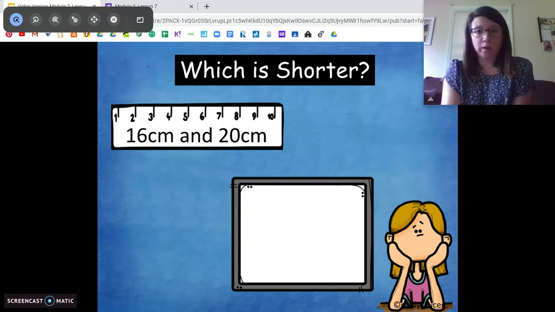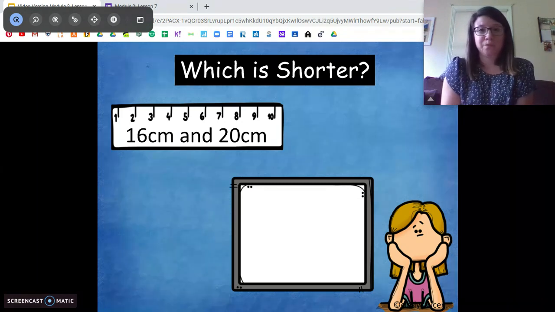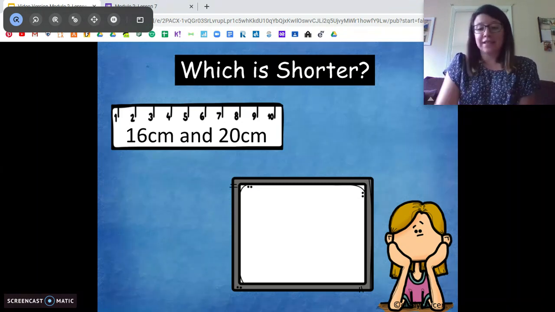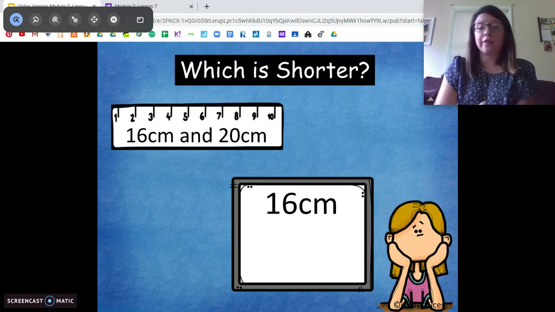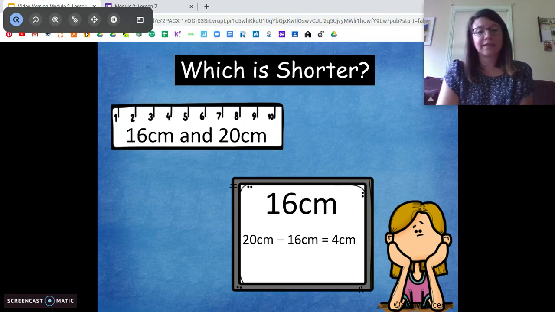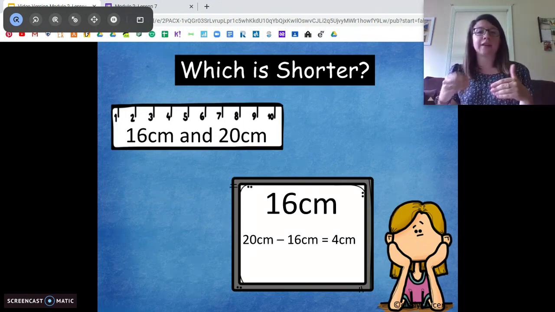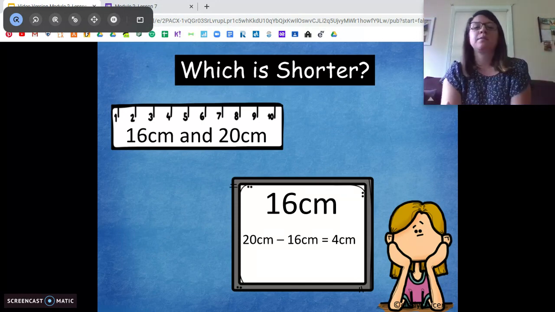Try the next one: 16 centimeters and 20 centimeters. Pause. I want which one's shorter and a number sentence. Go. Ready? 16 centimeters is shorter. Your number sentence is going to be 20 minus 16 equals 4. 20 centimeters minus 16 centimeters equals 4. Remember, use those 10 facts that you know to help you with the bigger numbers.